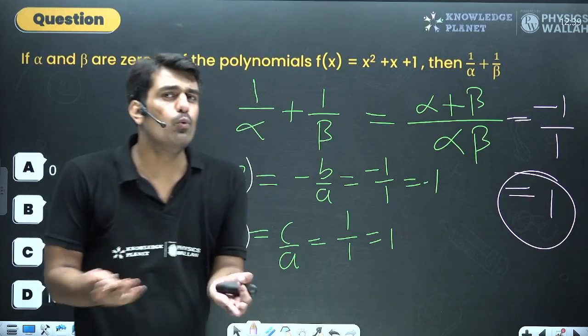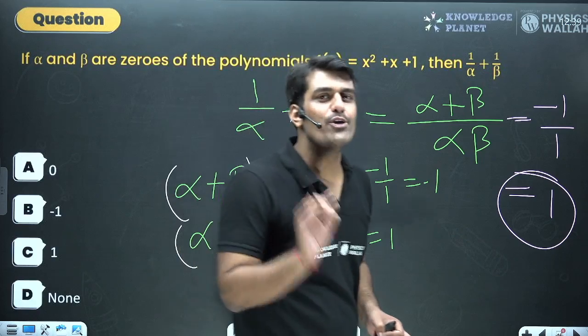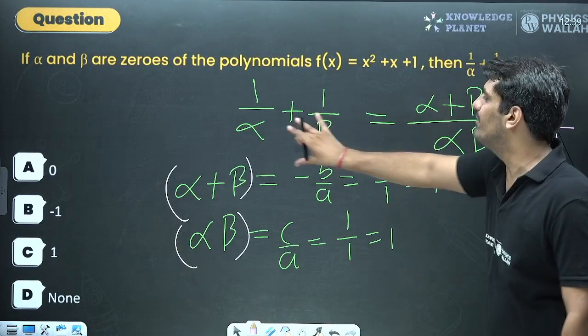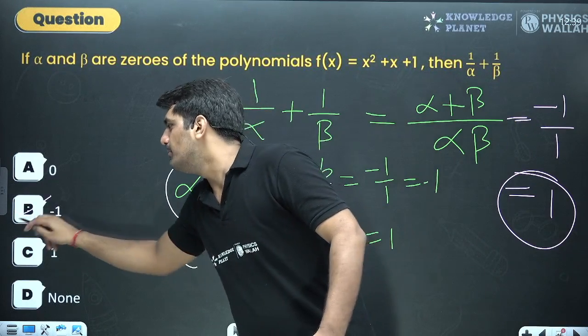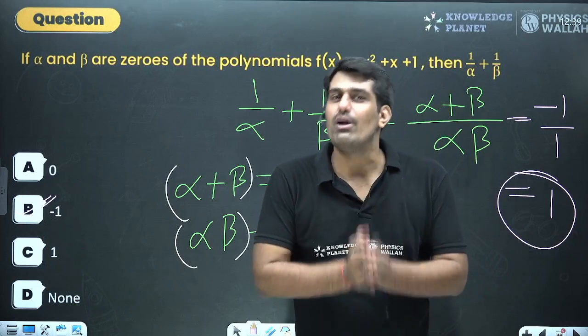The answer is 1. I have taken so much time just to write on the board, but for you, that will not be the case. You will immediately read it. You will see the simplification, alpha plus beta upon alpha into beta. Answer would be option number B. That quick you can be. That is the way going forward.